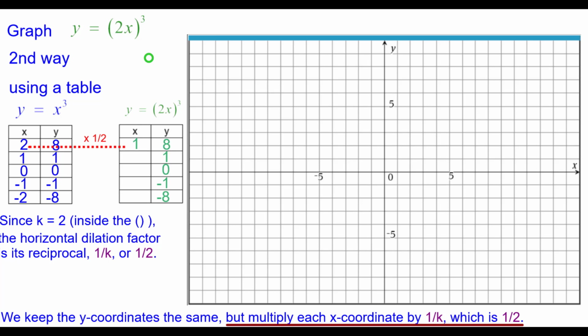So 2 times 1/2 is 1, so we'll plot the ordered pair (1, 8). 1 times 1/2 is 1/2, so (1/2, 1). The origin remains unchanged. Go ahead and pause and do the last 2 points. Resume when you're ready.